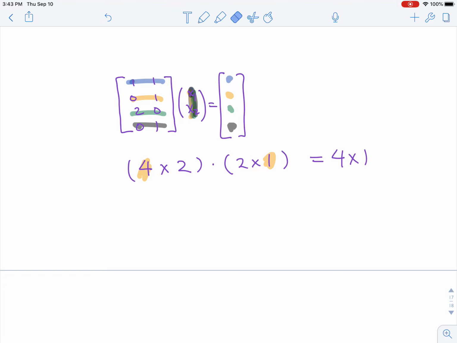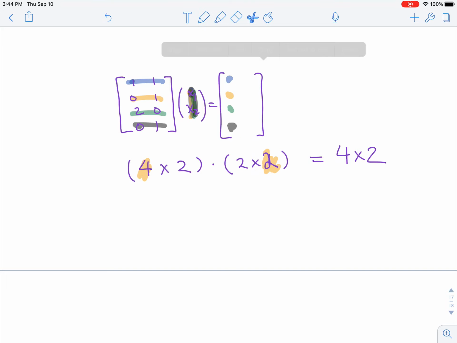Now, what if we change this, though? So I said I didn't want to do 2 by 1. I actually wanted to do a 2 by 2. So if instead I want to do a 2 by 2 matrix, then what should the outputs be? Well, that rule says it's supposed to be a 4 by 2 matrix. And so I need to have 2 columns.